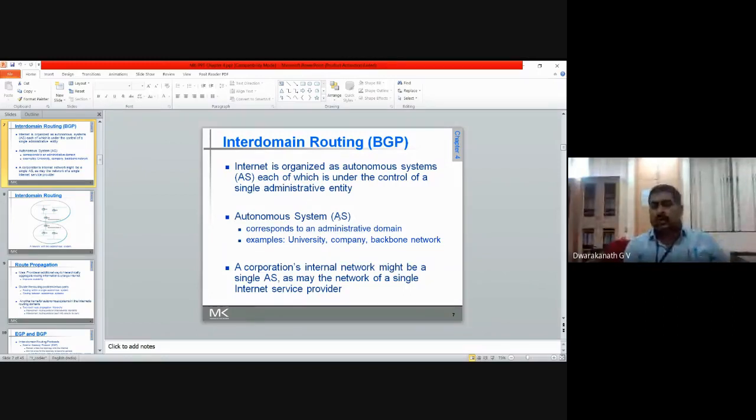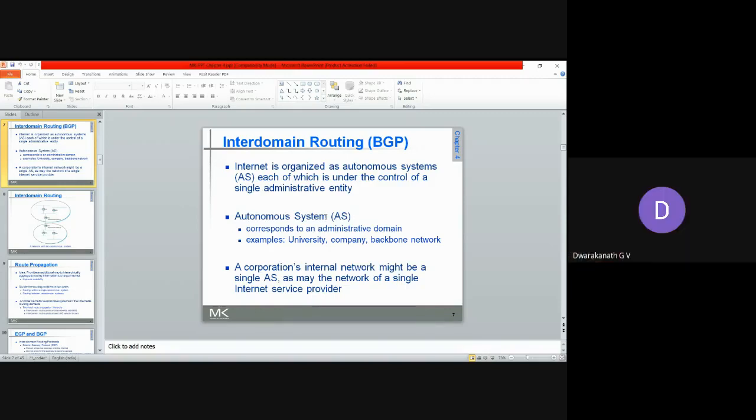Now, an autonomous system, which we will call an AS, corresponds to an administrative domain. Examples: university, company, backbone network. You can take this into consideration. Any one corporation, for example any one company, even BMSIT, will be treated as an AS. Our Convergent India can be treated as an AS, where different sub customers will be there.